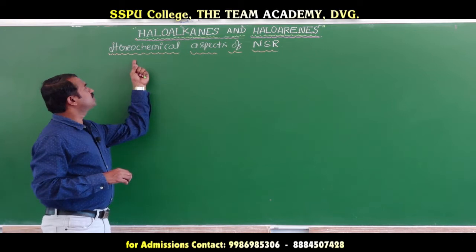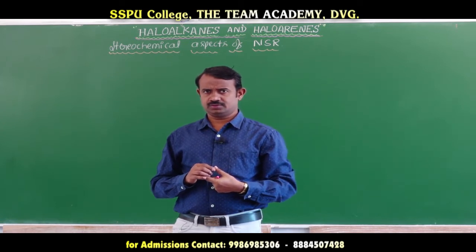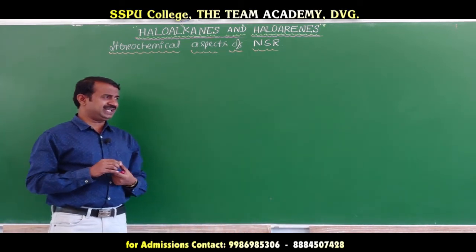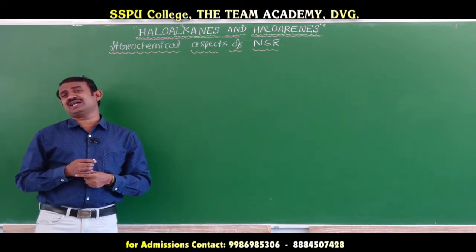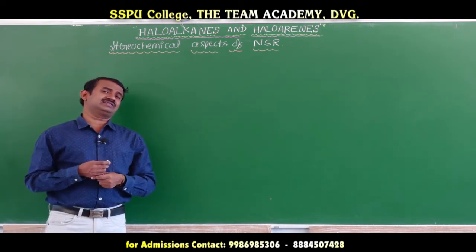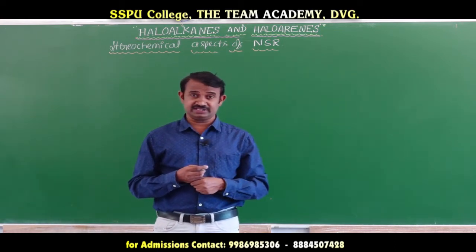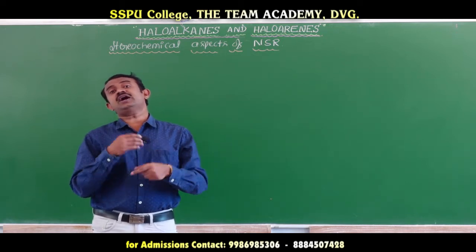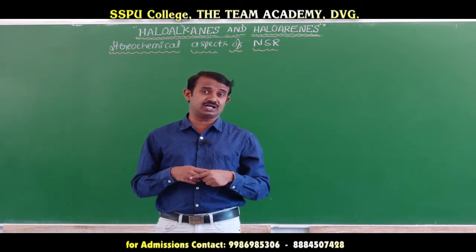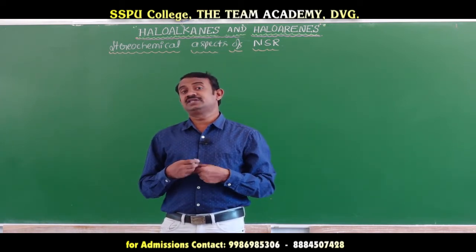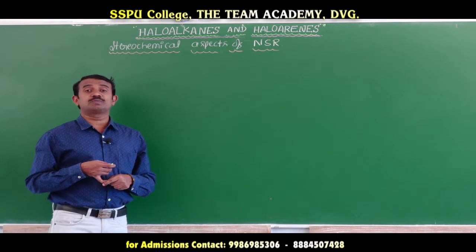Next, we will go for stereochemical aspects of nucleophilic substitution reaction. Stereochemistry involves plane polarized light. First, you should know what plane polarized light is. Certain organic compounds, haloalkanes and haloarenes, will rotate the plane polarized light when it is passed through them. Ordinary light is converted to plane polarized light.